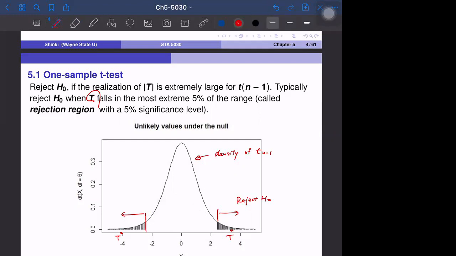And if not, we don't reject. So this is reject H naught, and this center range, don't reject H naught. So this is the rule. And this region is called the rejection region.